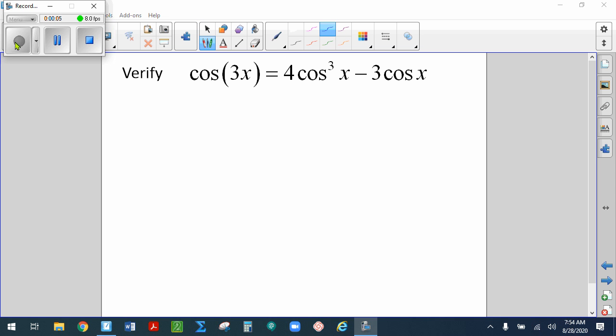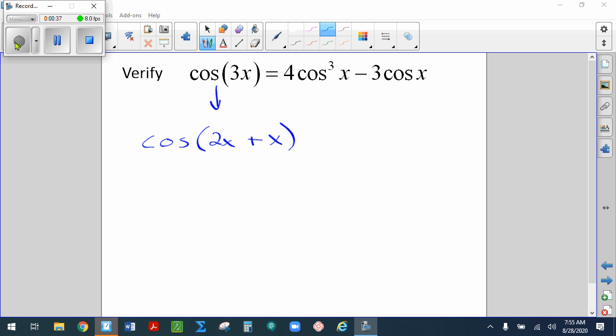Verify. So a big verify problem. We have cosine 3x. We are going to work with the left-hand side because with the right-hand side, you could factor out a cosine, but then you're going to have 4 cosine squared minus 3, and there's not really anywhere to go from there. So here's how we're going to handle having 3x inside here. We're going to say that this is the same thing as cosine of 2x plus x. Okay, right, because that's 3x.